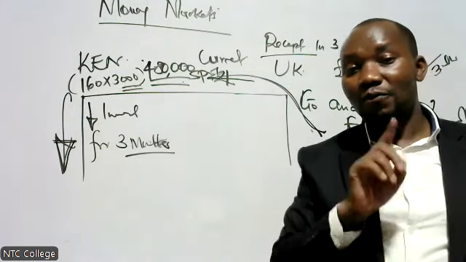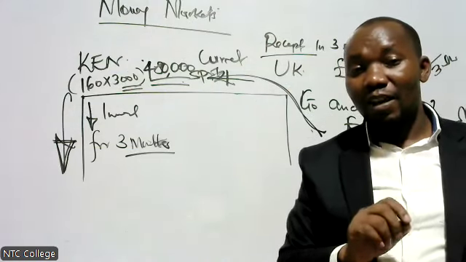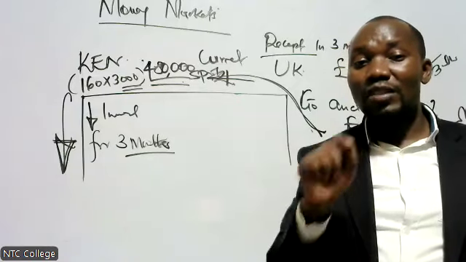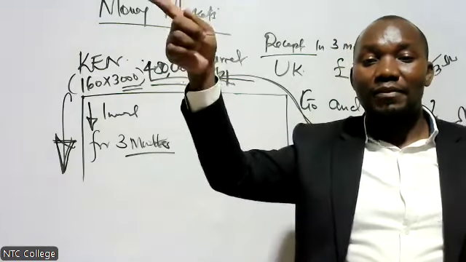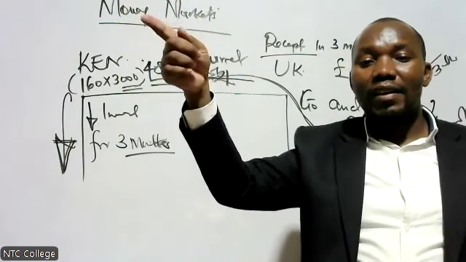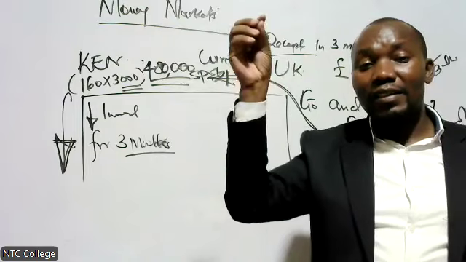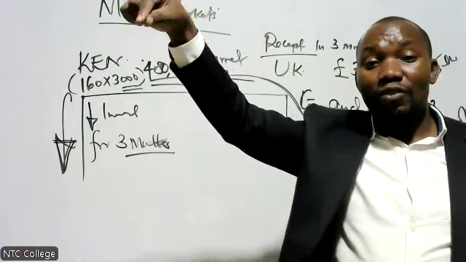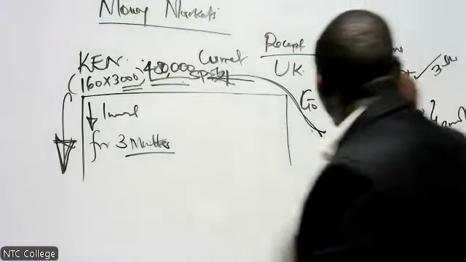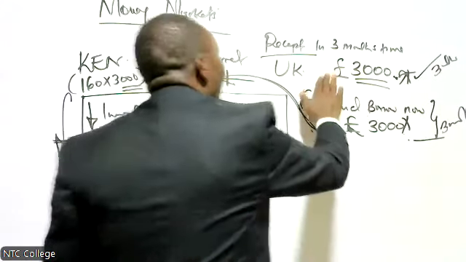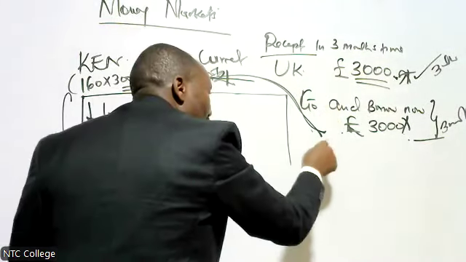That is for foreign receipt. What about if it was a payment that you're supposed to make in 3 months' time in UK? So for any foreign payments, invest in foreign. Go and invest in that country. So if I was to pay this in 3 months' time, I'll come and invest today.